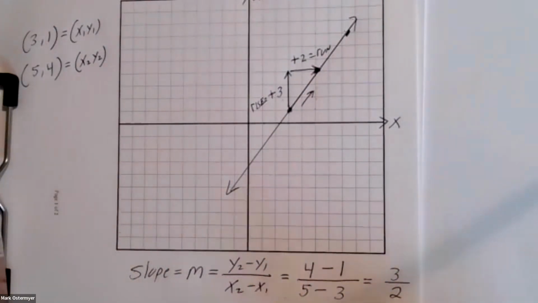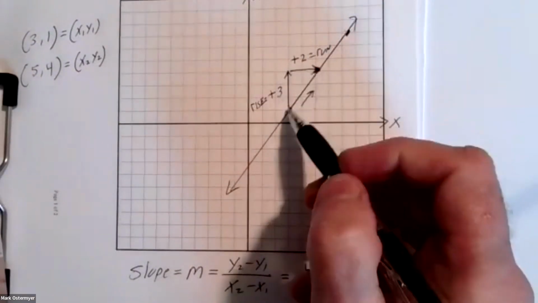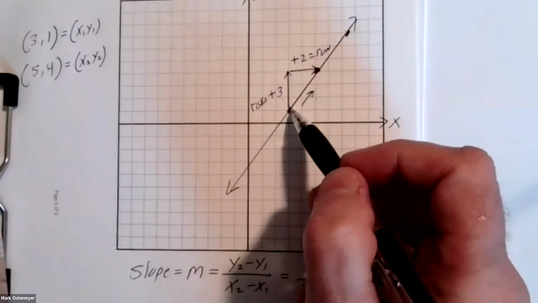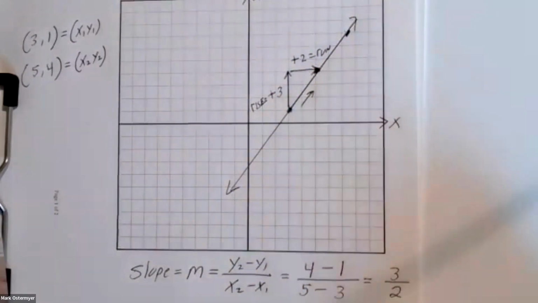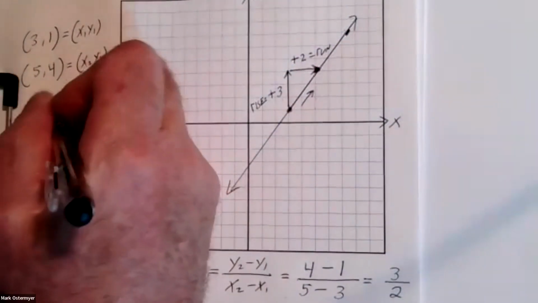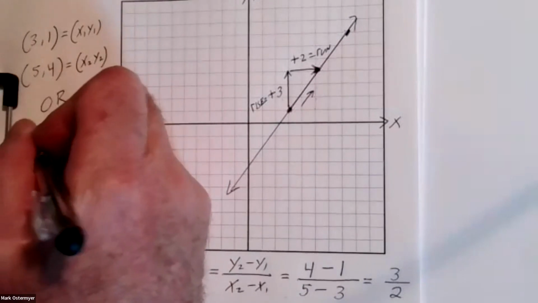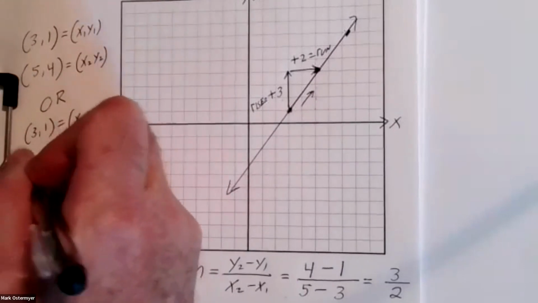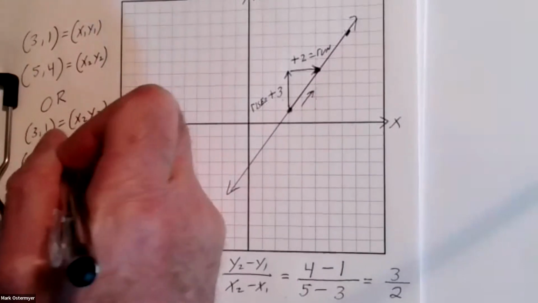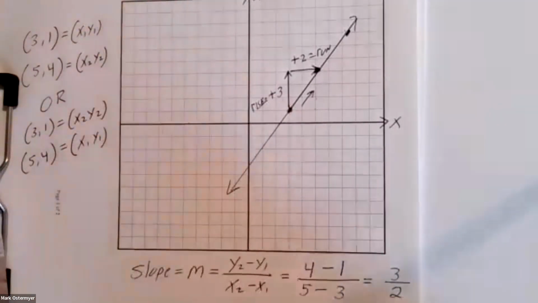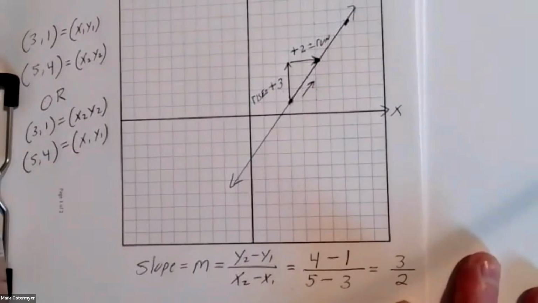Any questions how we computed the slope of this line? We plotted the points, drew the line, and indicated the slope visually by indicating the amount of rise and run we experience as we move from one point to another point on this line. Ladies and gentlemen, it does not matter which point you call your first or second point. For instance, I could have designated 3, 1 as my second point, my x2, y2 point, and I could have referred to this point 5, 4 as my first point, x1, y1. The bottom line is it doesn't matter, you'll get the same slope.